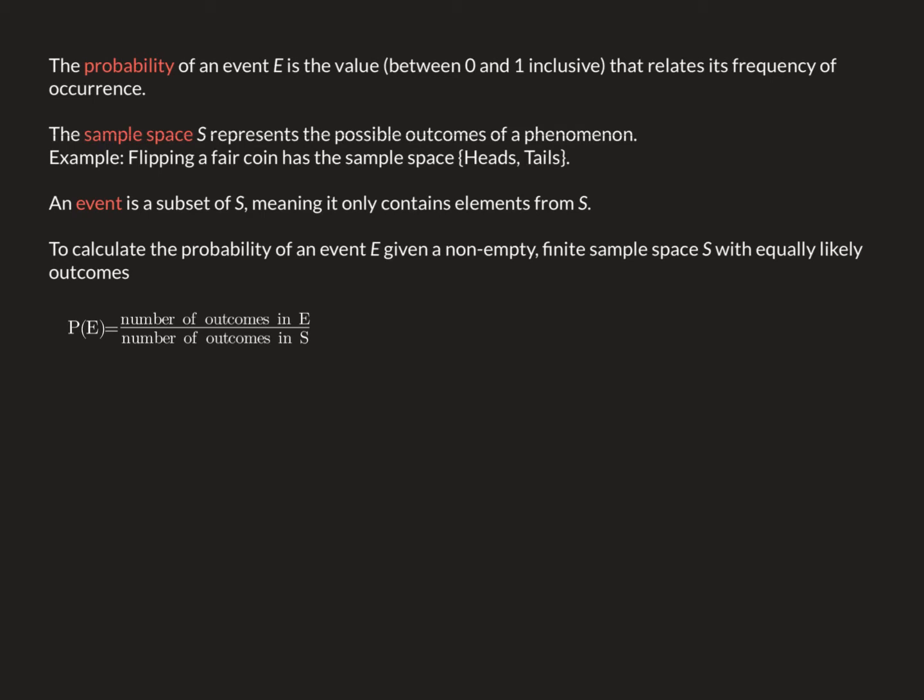So for instance, the probability of flipping a heads, well, the only way that happens is to flip heads. So we have one outcome that would be a successful event, out of how many possible outcomes? Well, there's two, heads or tails. And that's how we get the probability that we flip a heads is 1 out of 2, or the probability we flip a tails is also 1 out of 2. And again, notice that 1 out of 2 is 0.5, which is between 0 and 1.